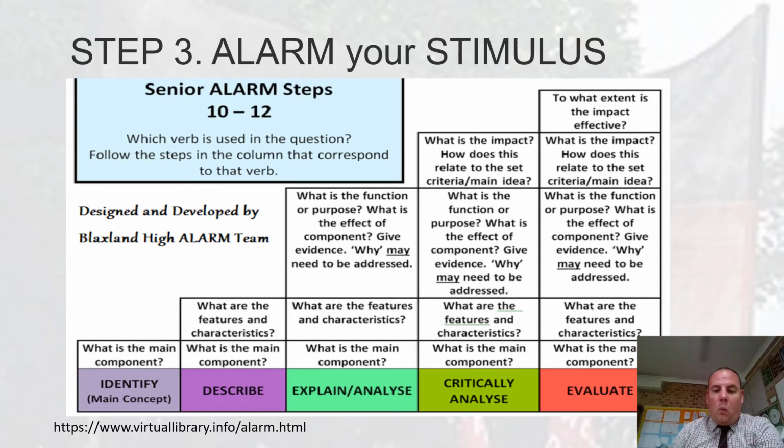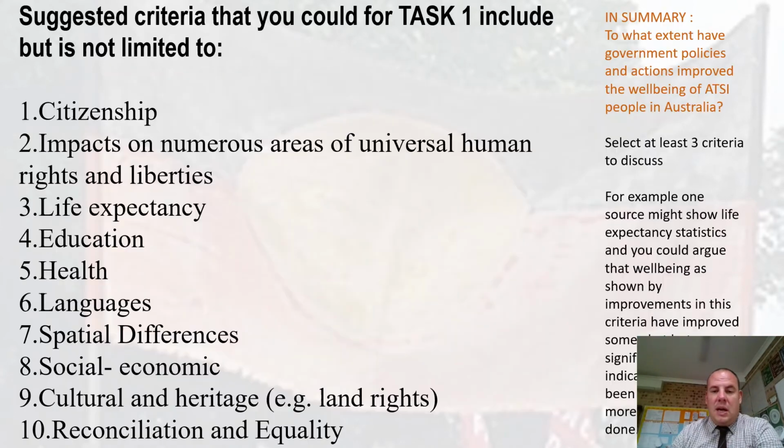So these are some steps that we're going to look at. We obviously want to hit the end bit, the evaluate, but we're going to start here. So we've got to start identifying the main component. What are the features and characteristics? What is the main component? And start building on that. What's the functional purpose? What is the effect of this component? How does this impact? How does it relate to the set criteria and idea? That's what critically analyze means. Evaluate, to what extent is the impact effective? So that's what we're going to be building on. And I'm going to show you some examples in a minute.